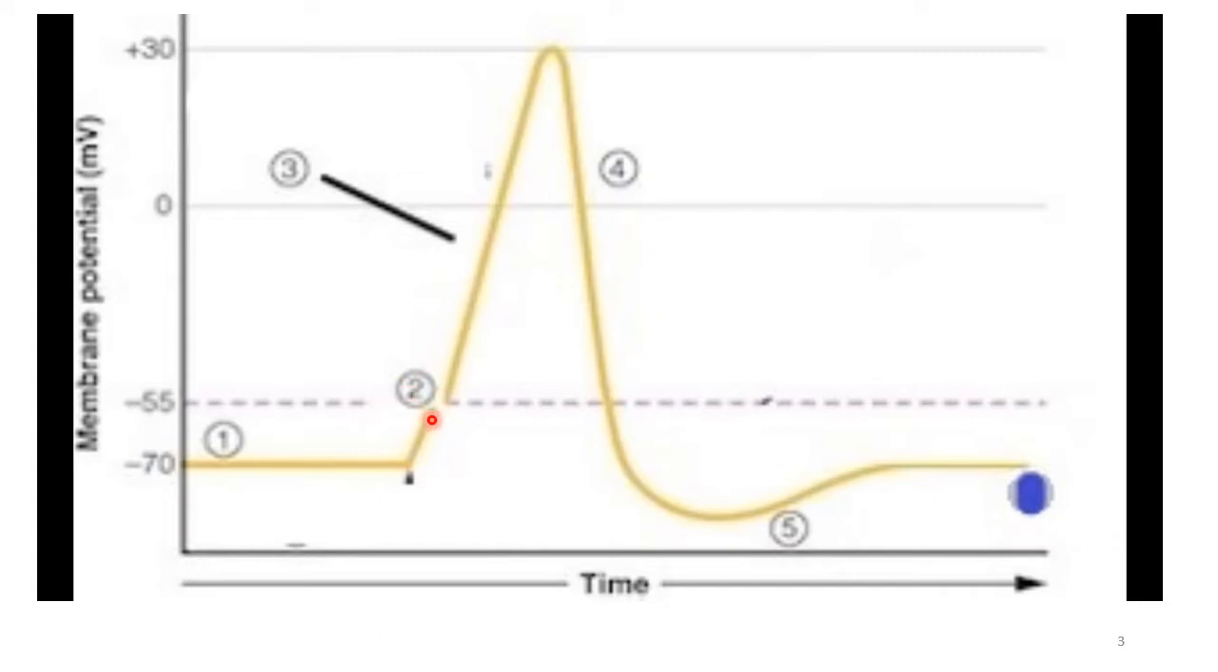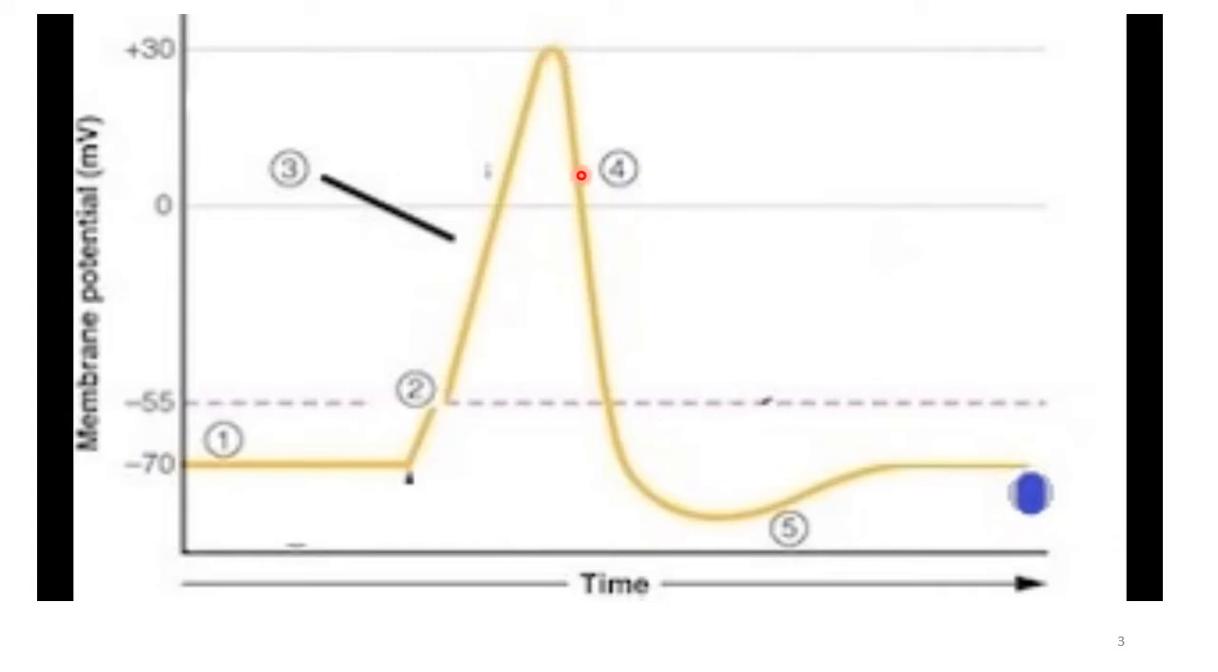And phase 2 is the threshold level. Up to this level is a graded potential or electrotonic potential. And from here to here is the depolarization phase. So it's a rapid depolarization phase. At this point, the spike or peak of the action potential is obtained.